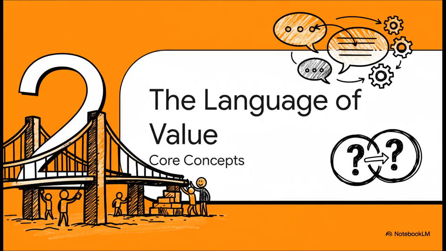So, how do they actually build that bridge? It all starts with language. I mean, to get everyone from the CEO all the way down to the software developer on the exact same page, you need a shared vocabulary. And a huge part of the BA's job is creating that common ground. And it starts with two absolutely fundamental terms.